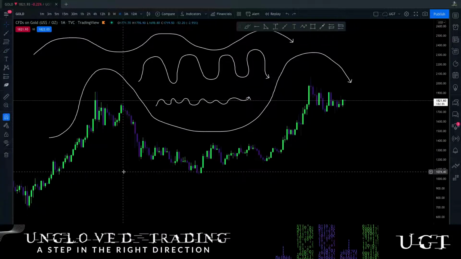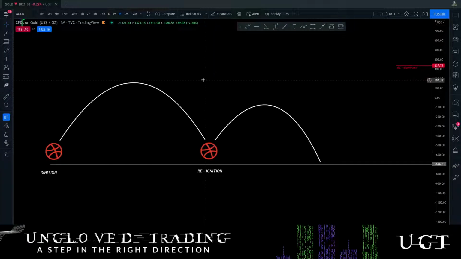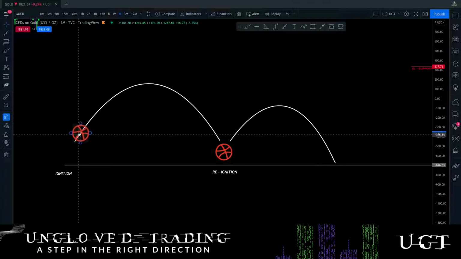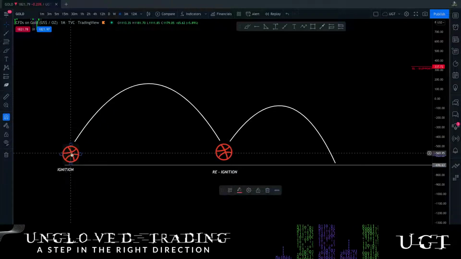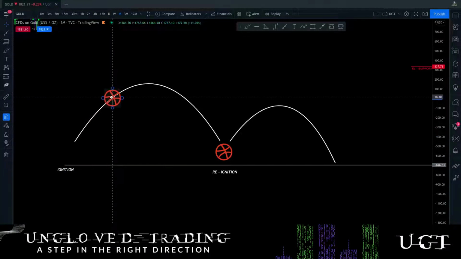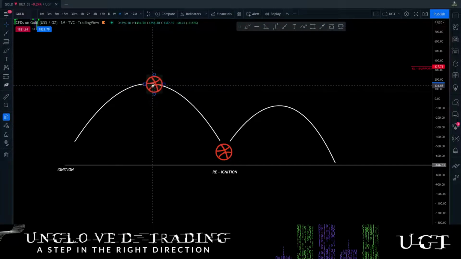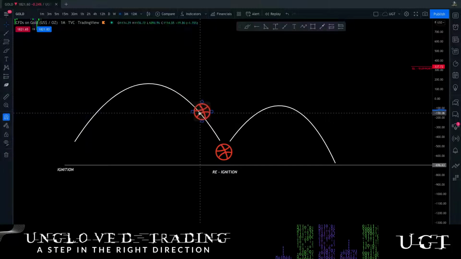Let's first clean up our charts, and we can move into the analogy of throwing a basketball into the air. So we throw a basketball into the air, and this throw we are going to class as the ignition point. So we throw the ball into the air, which gives the ball the energy, and it begins to move up. And it's going to move up and take its natural path until it begins to exhaust and lose momentum.